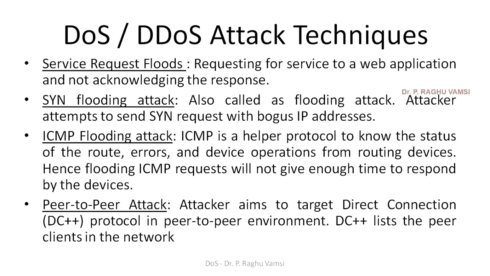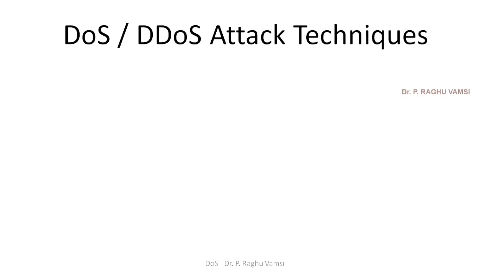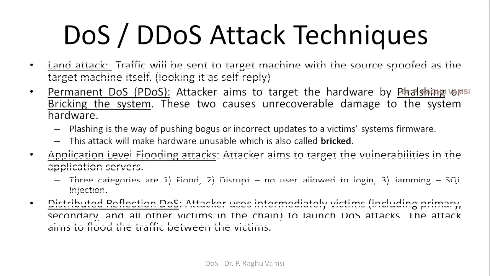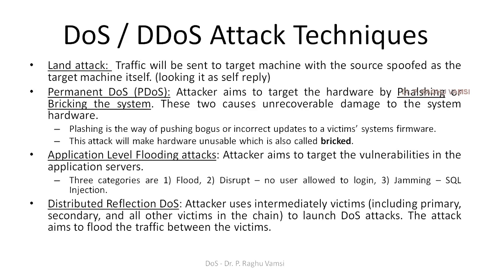We have seen in the last lectures that a denial of service attack can be performed using service request floods, synchronous flooding attacks, ICMP flooding attacks, and peer-to-peer attacks. DoS can also be performed using land attacks, in which a self-reply will be sent by the target, so that the target assumes it is always giving the reply, but the reply will always divert to itself, thereby allocating more memory.